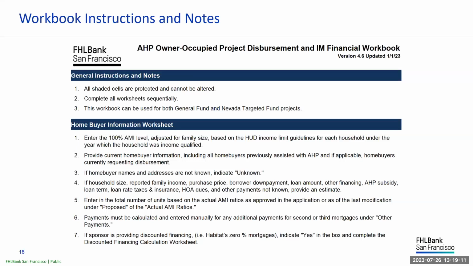So please do not use an older version from disbursement or application, as we will have to return it to you to update. A link to the current workbook is also included in the initial email you will receive. You may also find all updated AHP documents for initial monitoring and disbursement on the bank's website under resources.